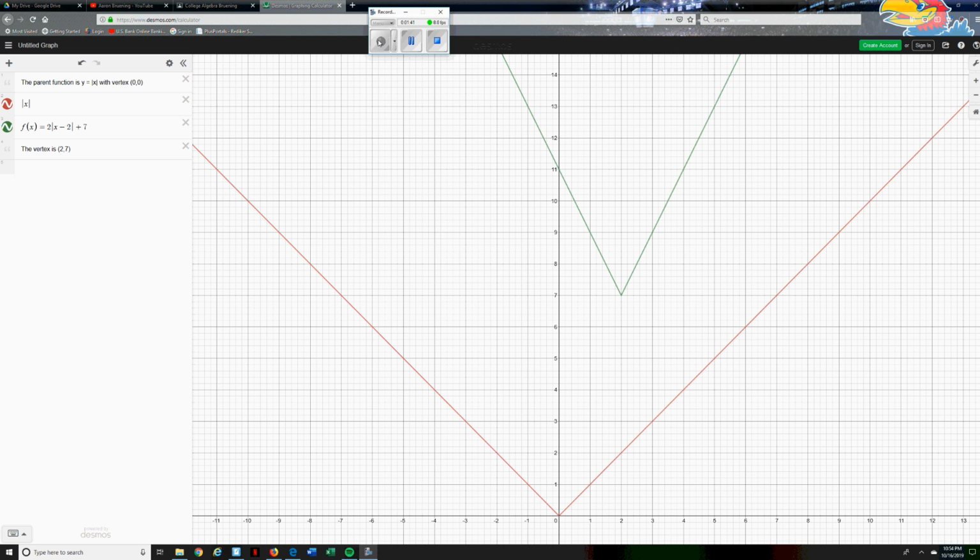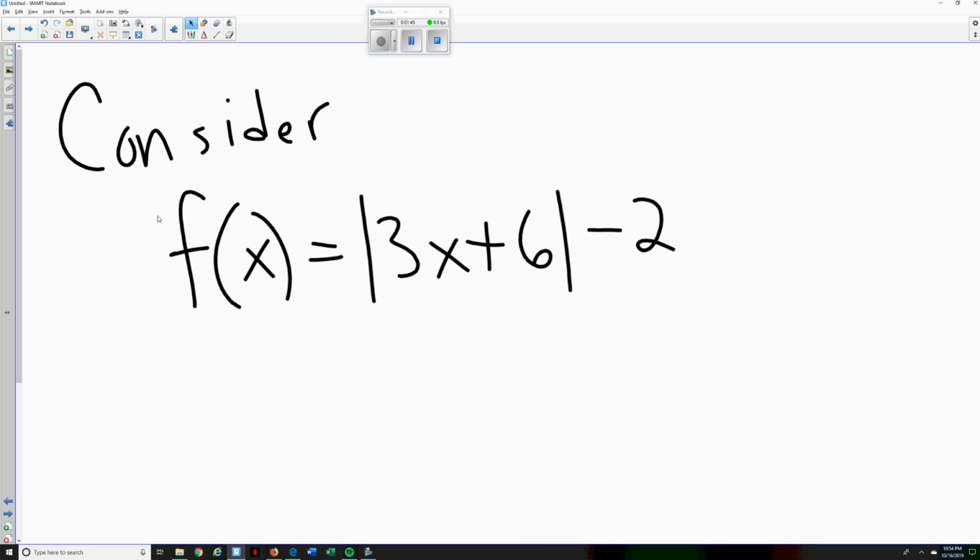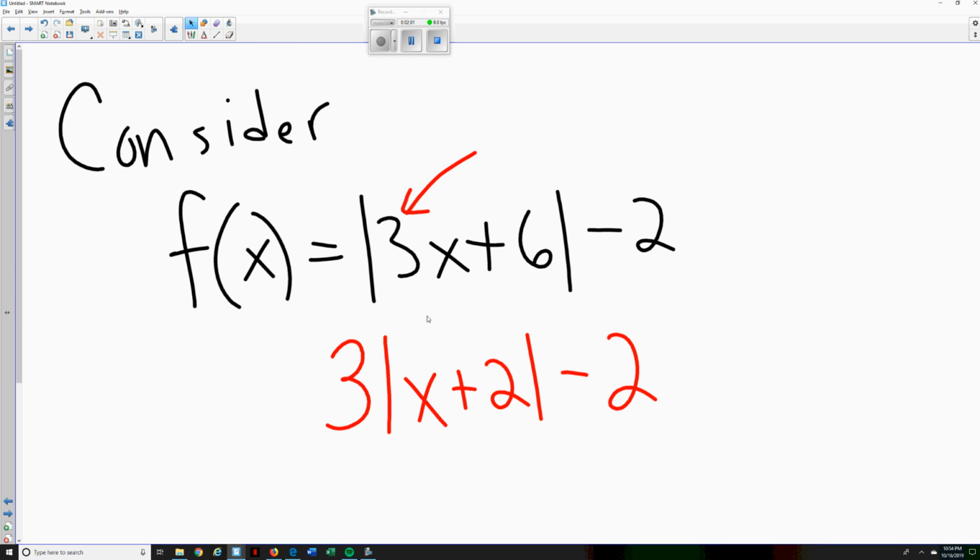All right, let's look at an example here. So let's consider this one right here. Now this is a little bit different because of that 3 right there. What we're going to do with that 3 is factor that out. And hopefully it makes sense that we can factor it this way. We factored out the 3, and we have x plus 2 inside.